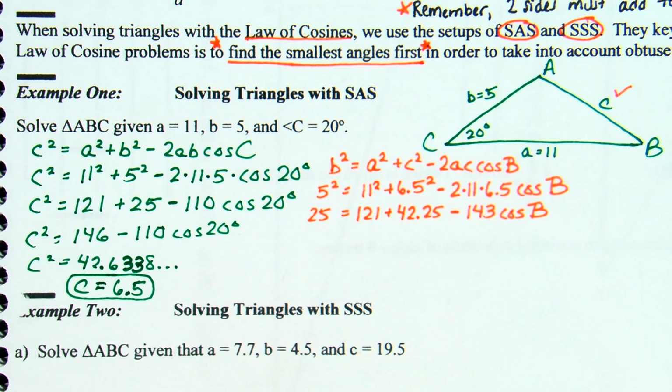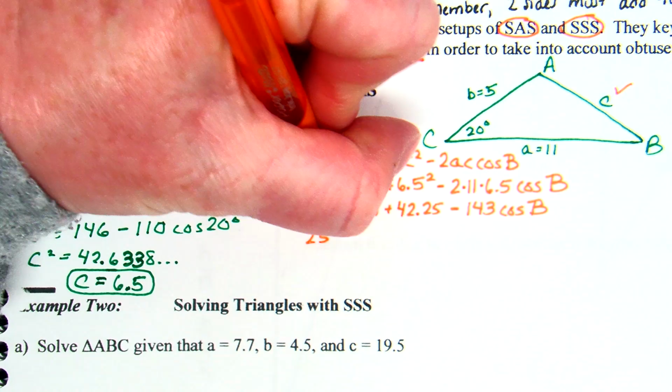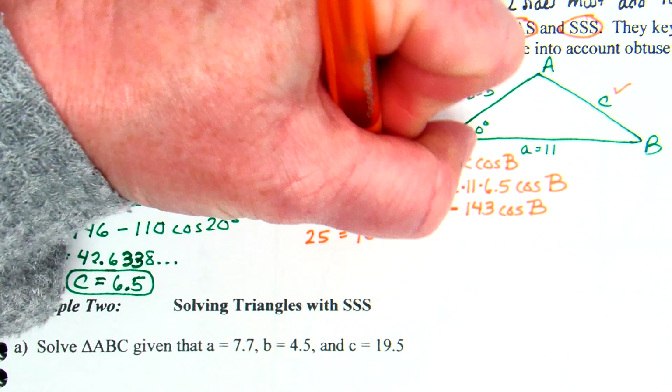Now, there are lots of different ways that could look. You can add these two together first if you want, and then we can subtract it over. So if I go ahead and add those two together, I still have 25 equals. And again, we all have to find ways to make this work. 121 plus 42.25 is going to be 163.25 minus 143 cosine B.